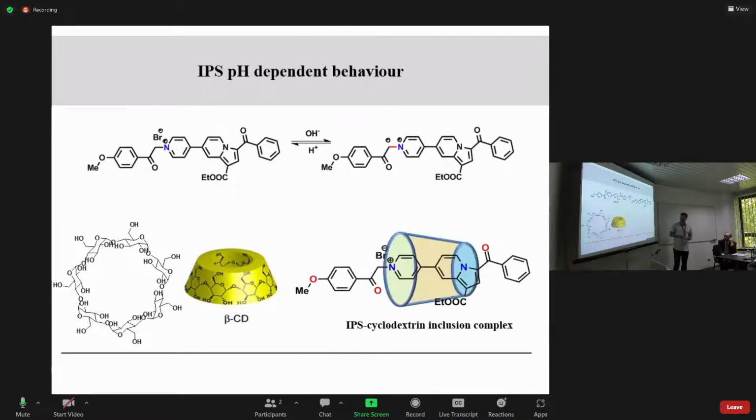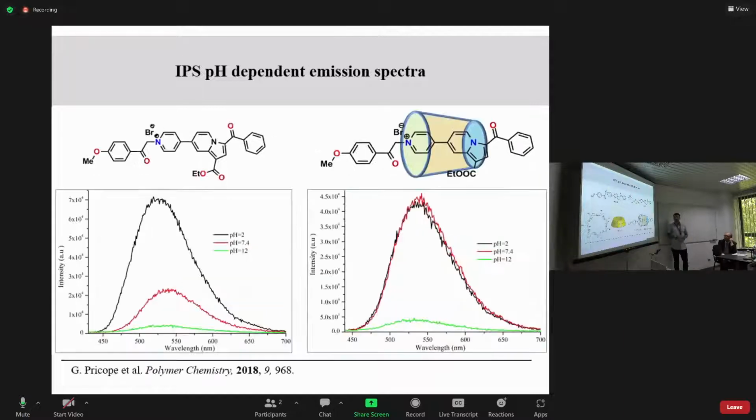It means that probably a kind of inclusion complex like that is formed. What we did immediately is to check whether this complexation is affecting the fluorescent properties of the initial compound, so we compared the compound and the inclusion complexes.